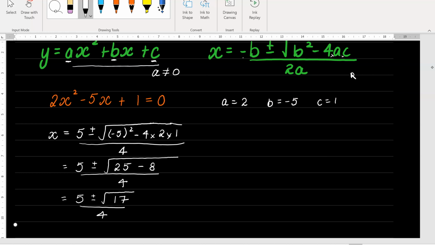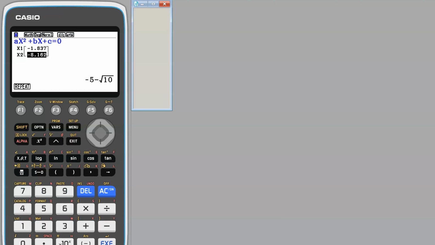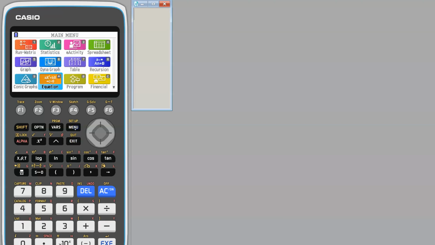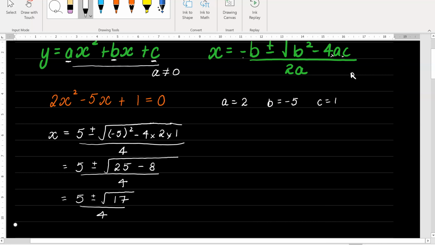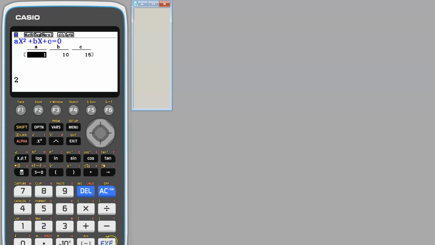In the last video we reminded you how you can check your answers using your graphics calculator. So back up here. Once again we're in equation, so you can use your arrow keys to get down there. We press enter, it's degree 2 and a, b, c. We're popping in the values for our equation. So our a is 2, minus 5, 1, exactly how we had it over here. So pop in 2, minus 5 and 1.